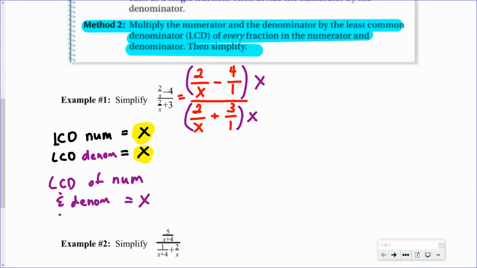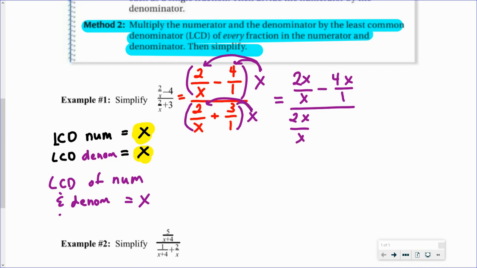All right, so we need to use the distributive property. Now I'm going to write out these intermediate steps, but you're not going to have to do that in the future if you don't want to. So here we go. x times 2 over x is going to be 2x over x. x times negative 4 over 1 is negative 4x over 1. All right, so we've distributed in the numerator. Now we're going to do the same thing in the denominator. So we have 2x over x, and then x times positive 3 is positive 3x over 1.